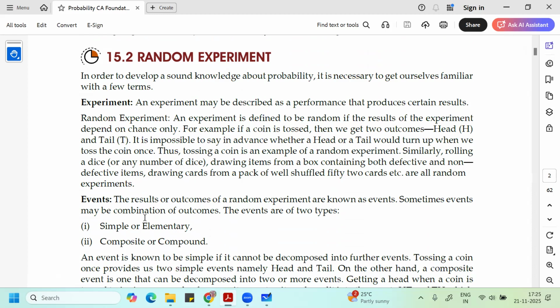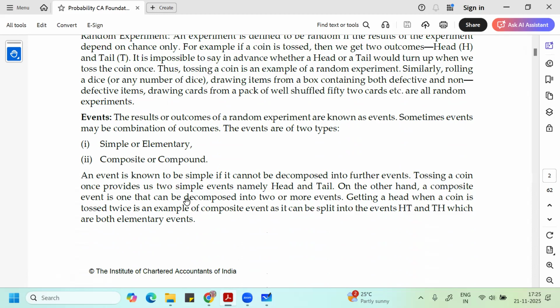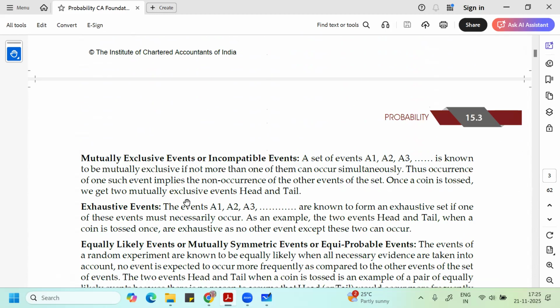Whenever you are working on probability and you are performing a random experiment, the outcomes that you can get are called events. Events can be simple or elementary, and events can be composite or compound. All these theory things, please spend some time on them.